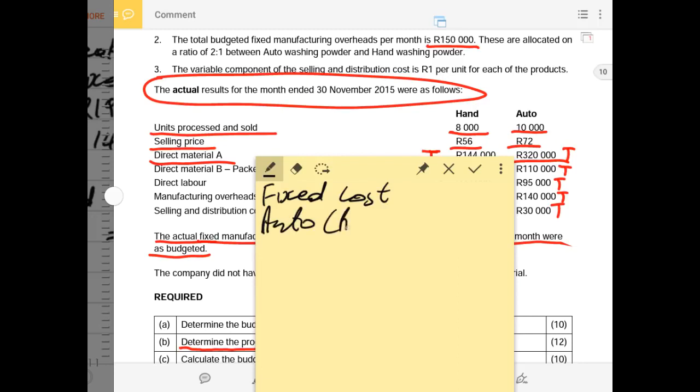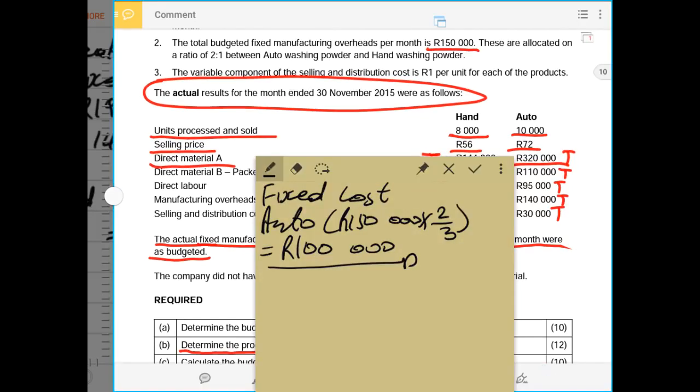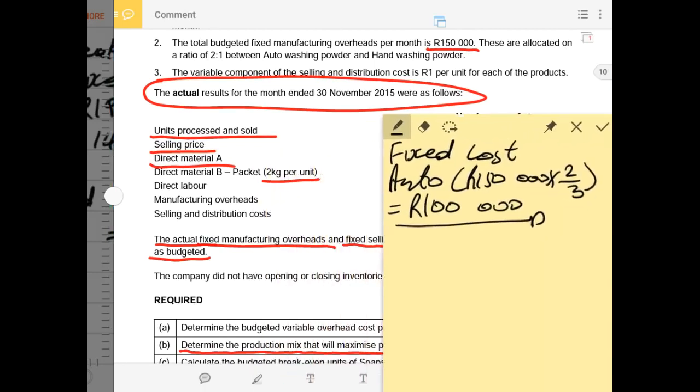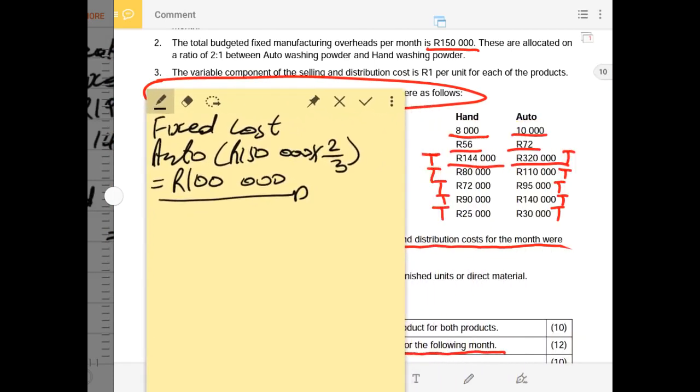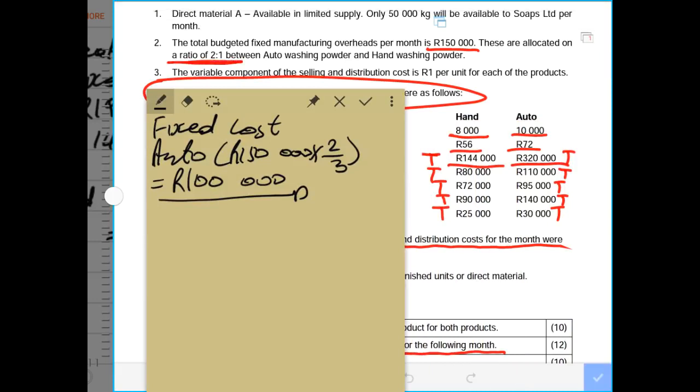Our fixed cost were split in the ratio. When it comes to auto, it will be 150,000 times 2 over 3. Remember, this is the ratio. So for auto, it will be 100,000 rands, because they are split in a ratio of 2:1. That is how they are split between auto and hand washing powder, meaning the 2 represents auto and the 1 represents the hand washing powder.